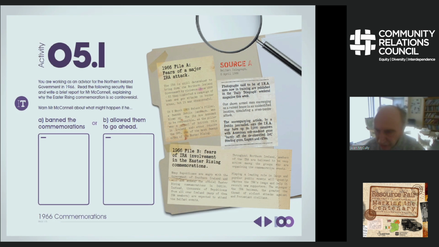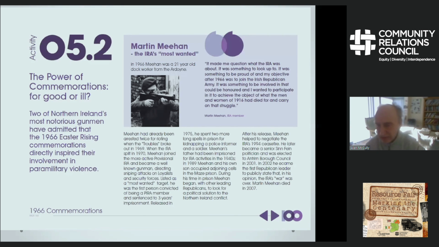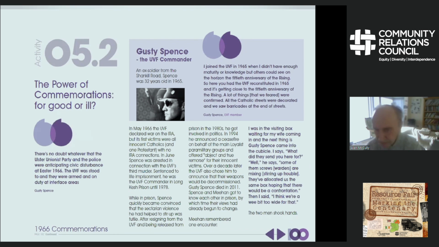But we also look at the consequences of 1966 and the way it was commemorated. And we do that through two fairly notorious figures of the more recent Troubles. We look at the influence that it had on Martin Meehan, through his own words, and the influence that it had on Gusty Spence. And then we pose the question again, well, this I suppose was prior to 2016, but that's what happened then. How should we look at these events today?